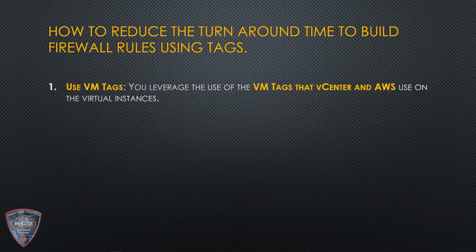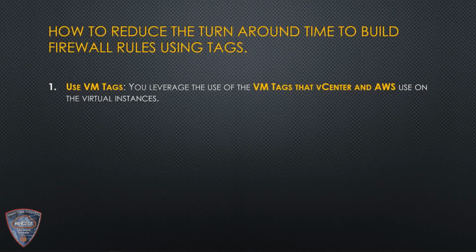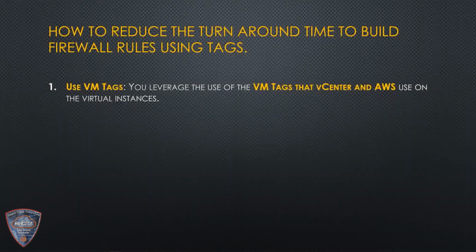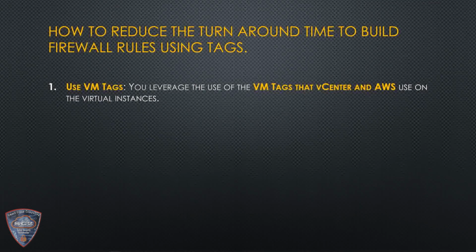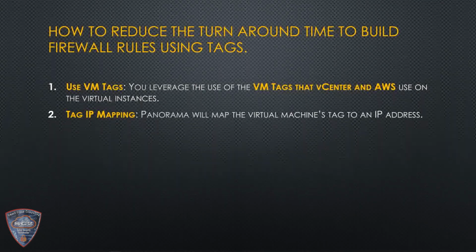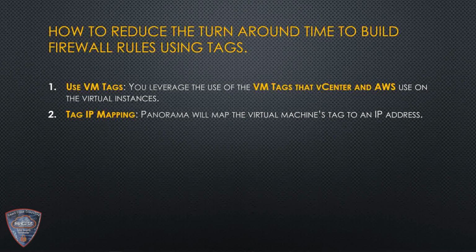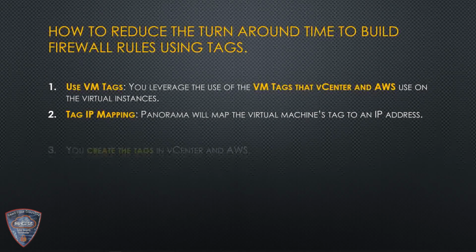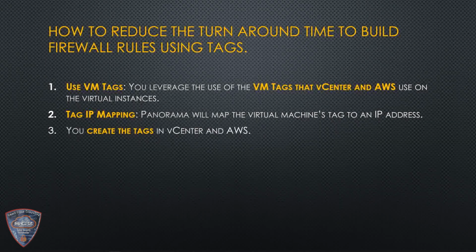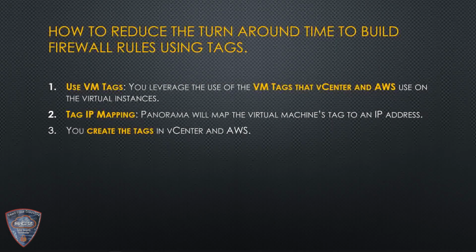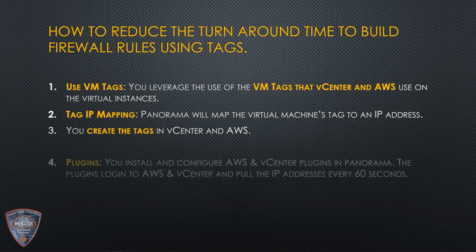Well, the best way to reduce the turnaround time and drastically cut operation costs is by using the virtual instances tags from Vcenter and AWS. The way it works is that Panorama will map the virtual machine's tag to an IP address. Then you need to make sure that your VMs are using tags. If they are not, then you will need to create the tags in Vcenter and AWS.